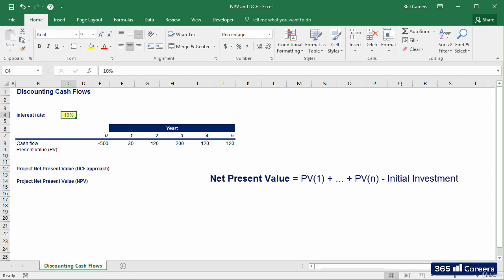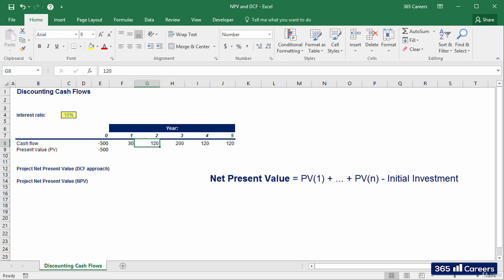The initial investment of $500 is today. We will consider the current time as 0 because it is 0 years from now. Thus, it will remain as minus $500. Okay. The next cash flow of 30 is after 1 year, 120 after year 2, and so on.